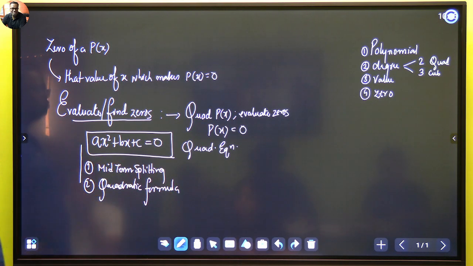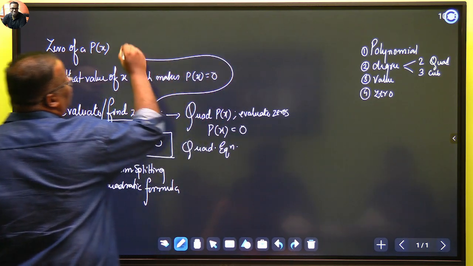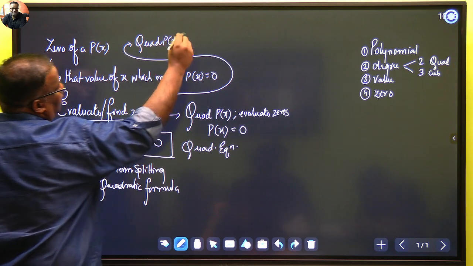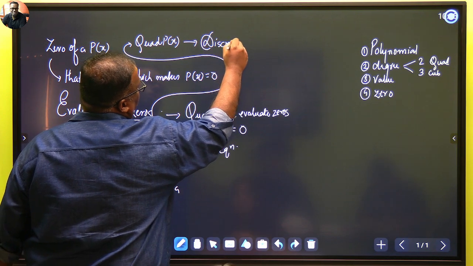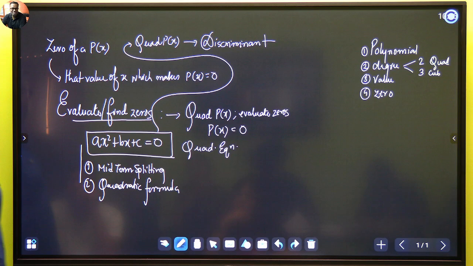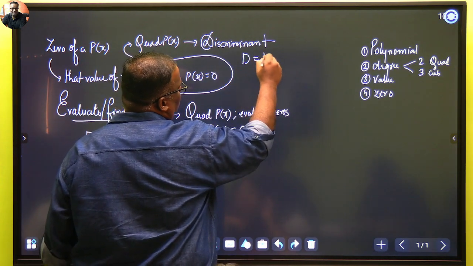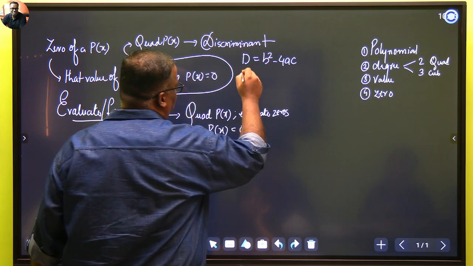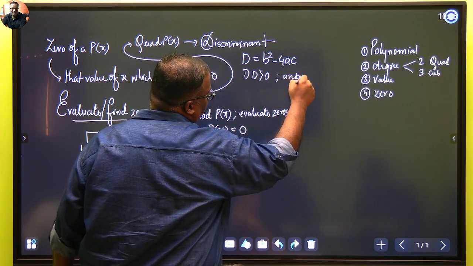What we also need to have in mind out here is that if you are solving a quadratic polynomial, though this is from quadratic equation, please know the meaning of a word called discriminant. Not criminal, criminant, discriminant. Discriminant is denoted by D, whose value is b squared minus 4ac. Then if D is greater than 0, then you will have unique roots.